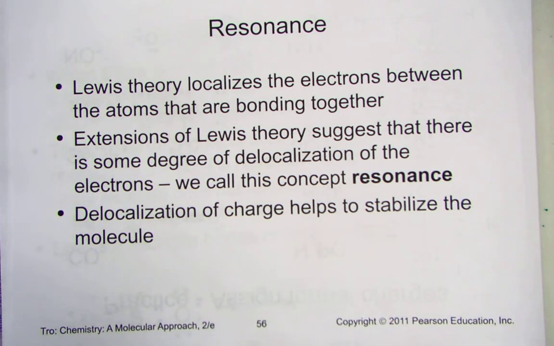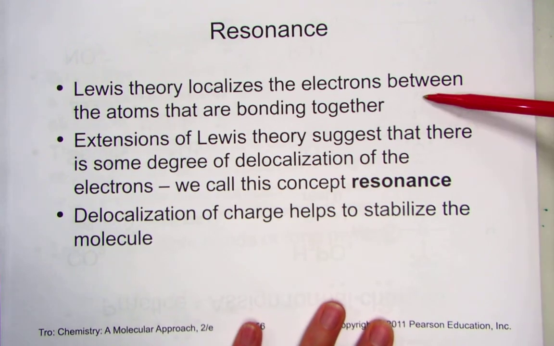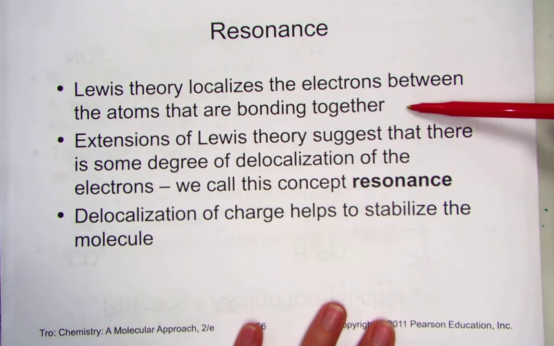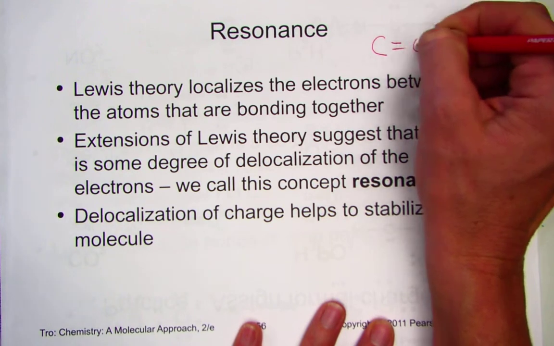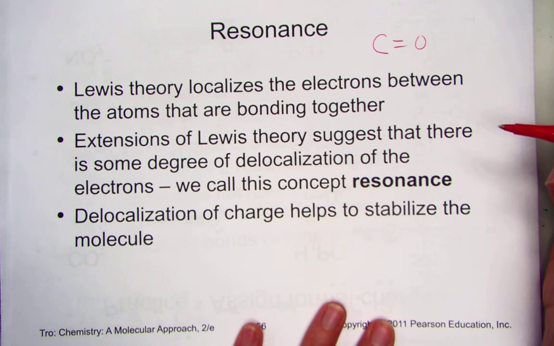The next part of the lesson discusses a term called resonance. The Lewis theory localizes the electrons between the atoms that are bonding together. That simply tells us that when two atoms bond together, we find the electron density between the centers of those atoms. Extensions of the Lewis theory suggest that there is some degree of delocalization of electrons.